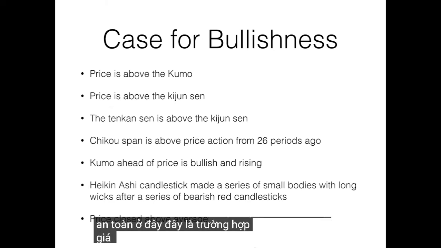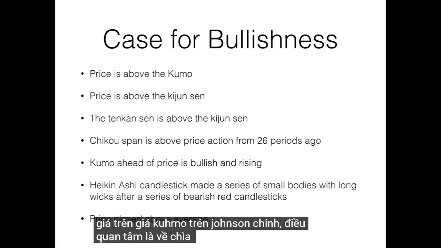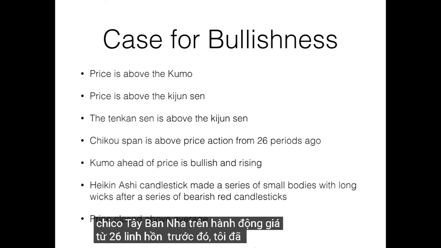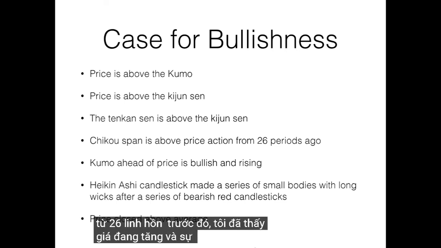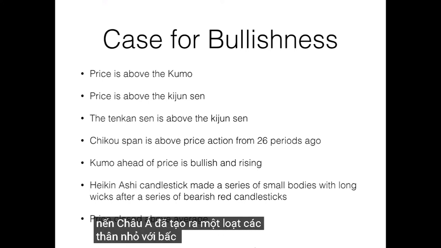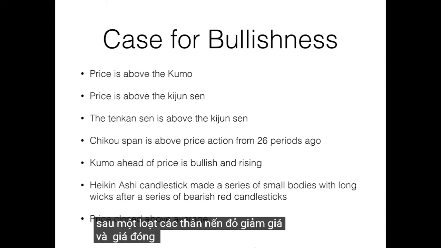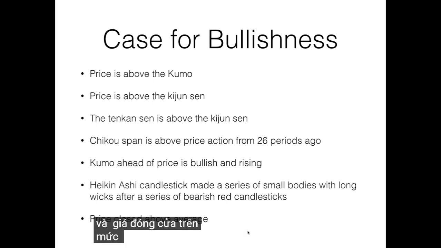Here's the case for bullishness. Price is above the Kumo. Price is above the Kijun-sen. The Tenkan-sen is above the Kijun-sen. The Chikou span is above the price action from 26 periods ago. The Kumo ahead of price is bullish and rising. The Heikin Ashi candlestick made a series of small bodies with long upper and lower wicks after a series of bearish red candlesticks. And price closed above the average.